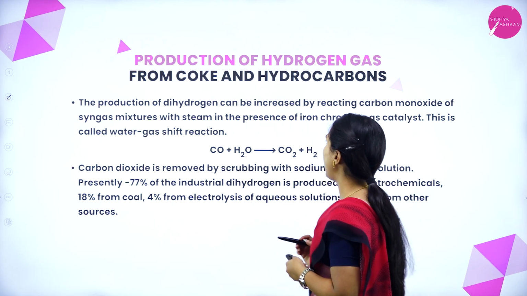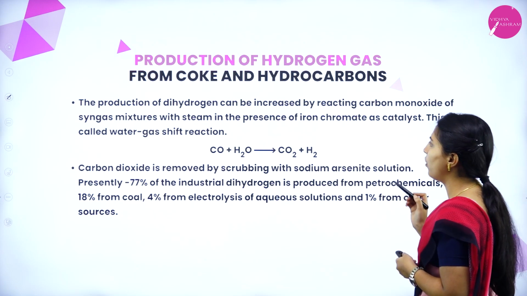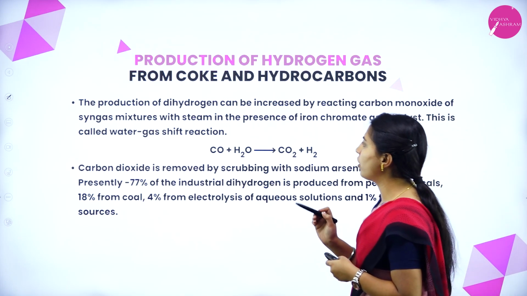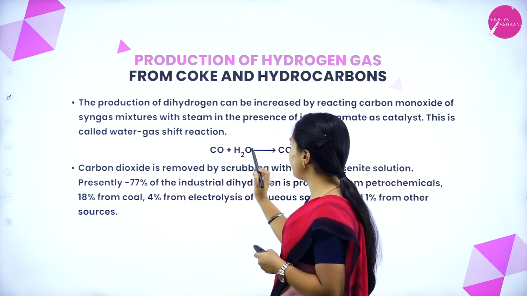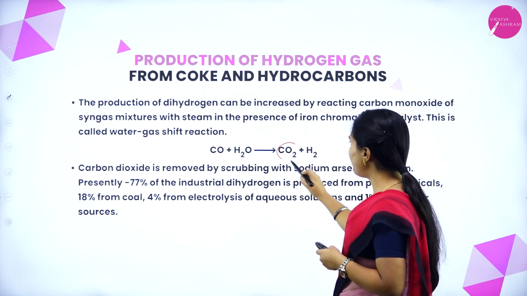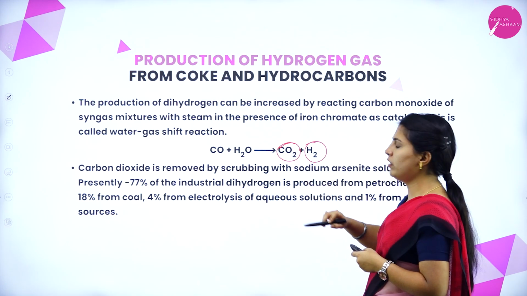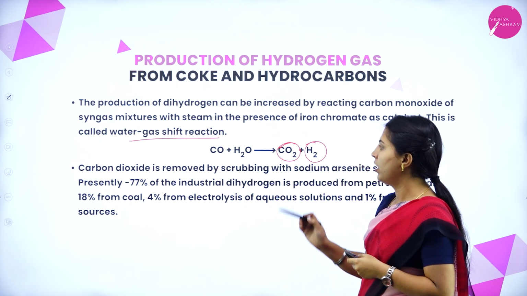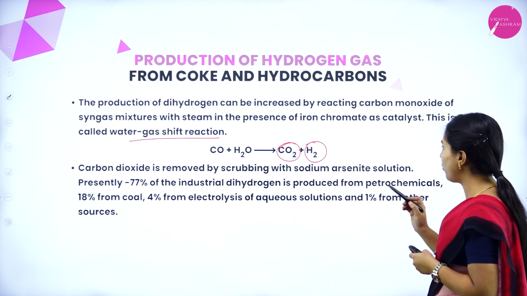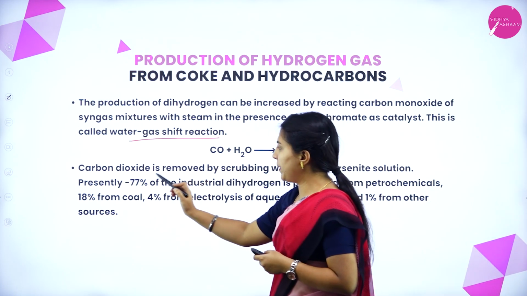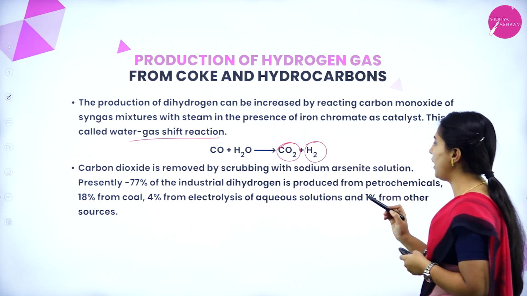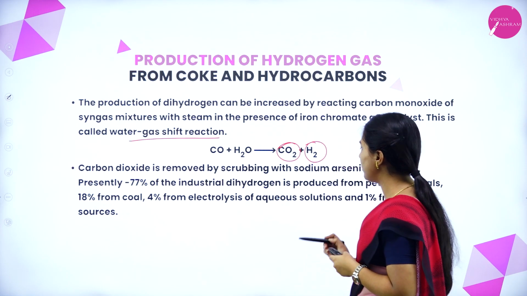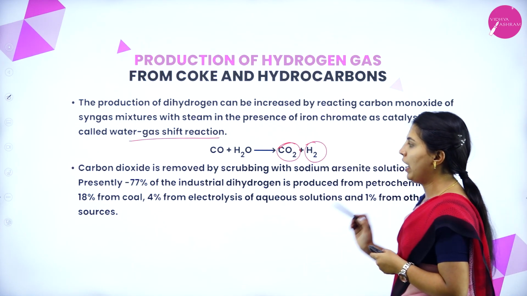The production of hydrogen can be increased by reacting carbon monoxide of syngas mixtures with steam in the presence of iron chromate as catalyst. This is called the water gas shift reaction. Carbon monoxide plus water forms carbon dioxide and hydrogen gas. Carbon dioxide is removed by scrubbing with sodium arsenite solution. Presently 77% of the industrial dihydrogen is produced from petrochemicals, 18% from coal, 4% from electrolysis of aqueous solutions and 1% from other sources.